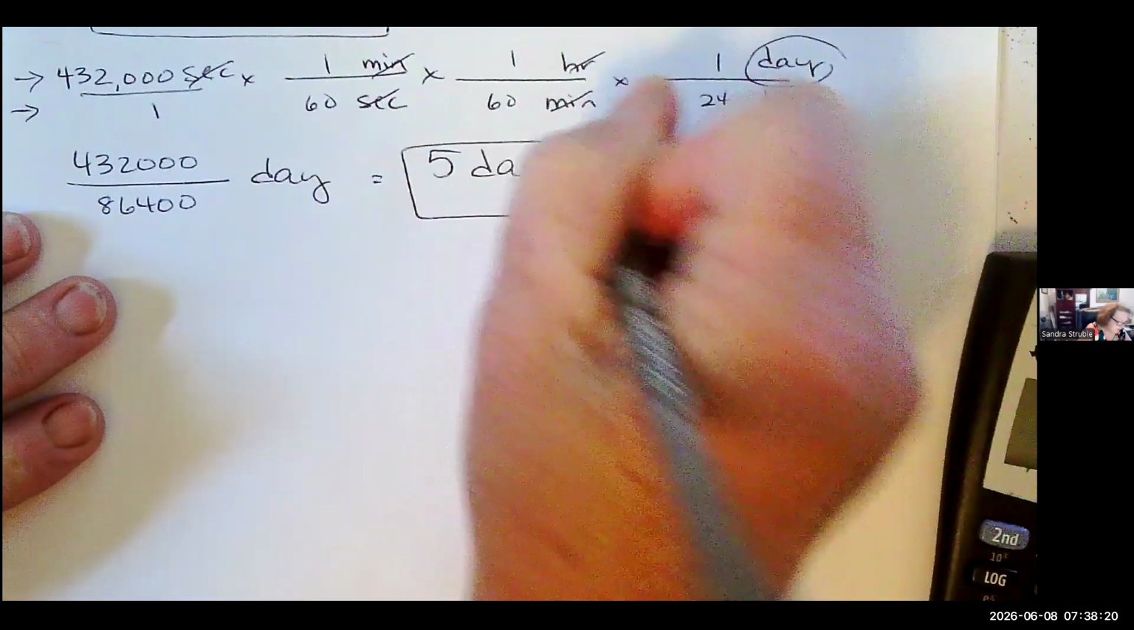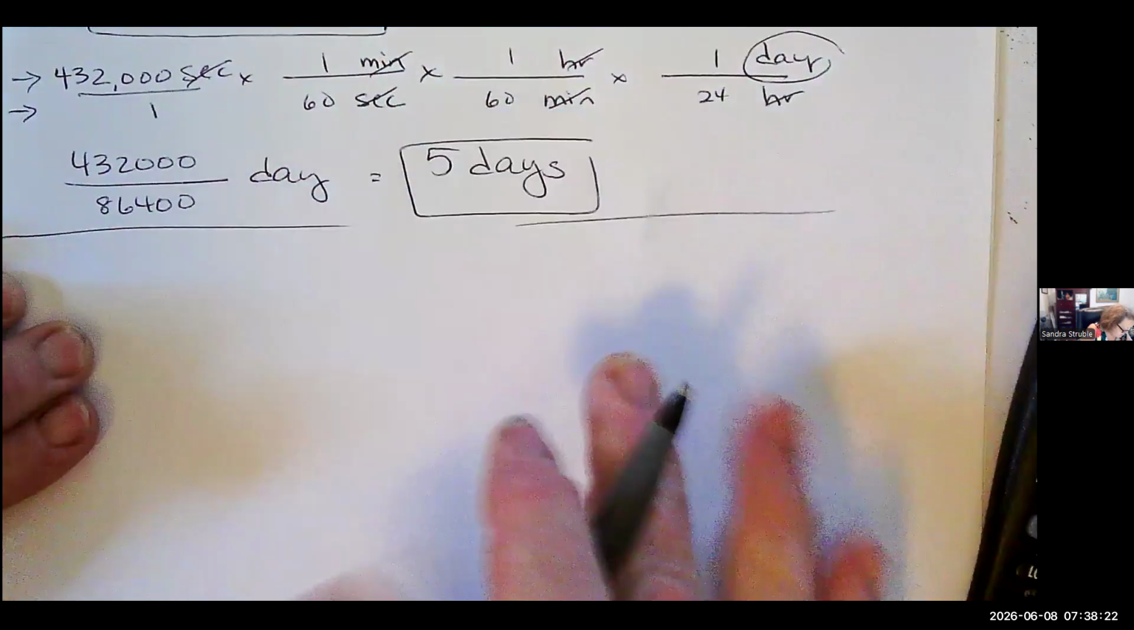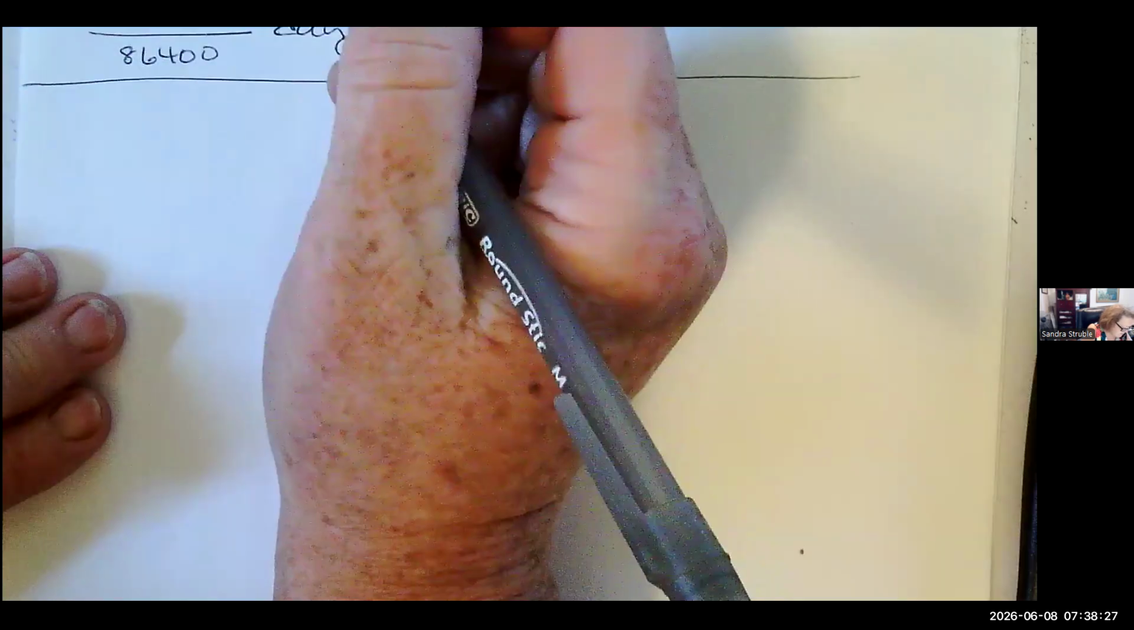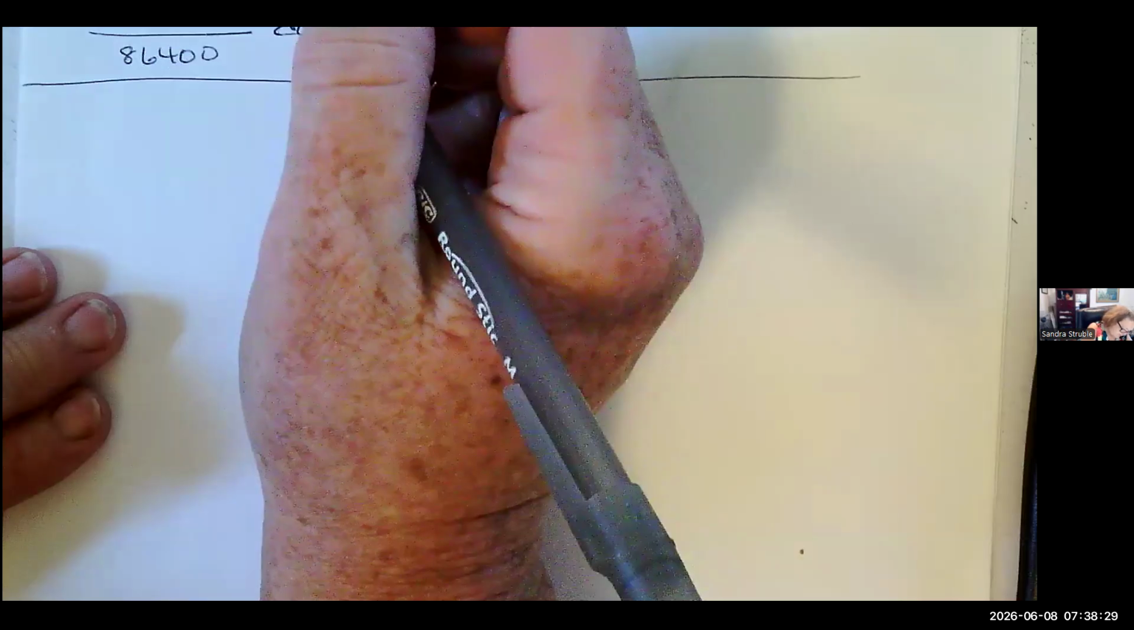Nice round number. All right, next one is miles per hour to meters per second. So 75 miles per 1 hour. That's what the 75 miles per hour means. And we want meters per second. So we're going to do a lot of conversions here.